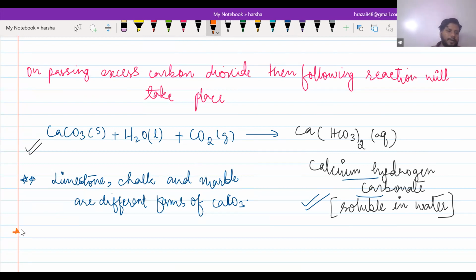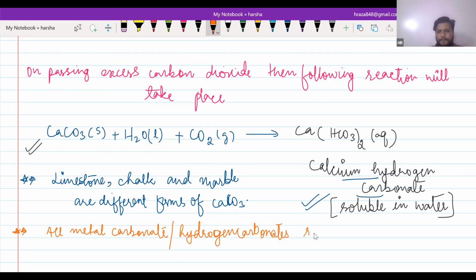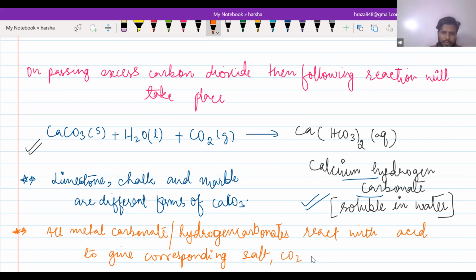And you can also write a point about metal carbonates. All metal carbonates or metal hydrogen carbonates react with acid to give the corresponding salt, carbon dioxide, and water. Please do it.